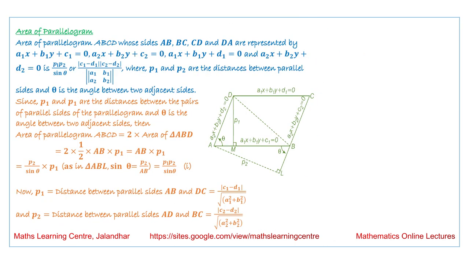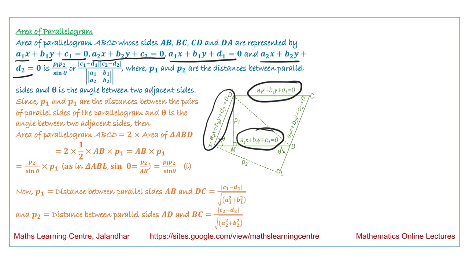Next is the area of a parallelogram whose sides are given by these four equations. It is a1x plus b1y plus c1 is equal to 0, a2x plus b2y plus c2 is equal to 0. These are the four equations given to us. Now we have to calculate the area of this parallelogram, and we are proving that it is P1 P2 by sine theta, where P1 and P2 are the distances between the parallel sides and theta is the angle between two adjacent sides.